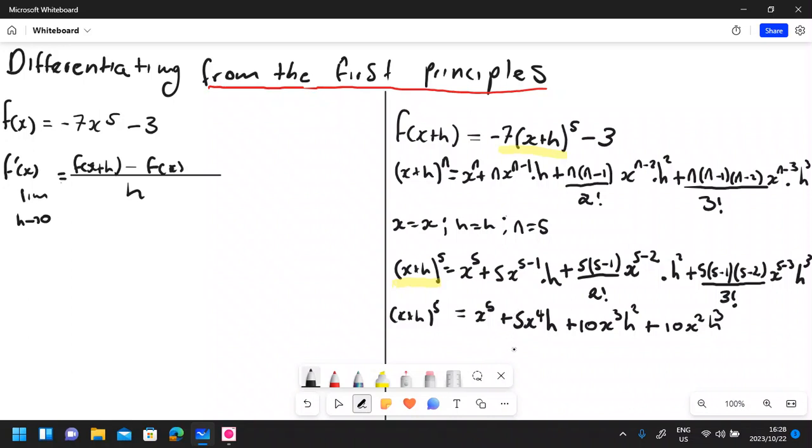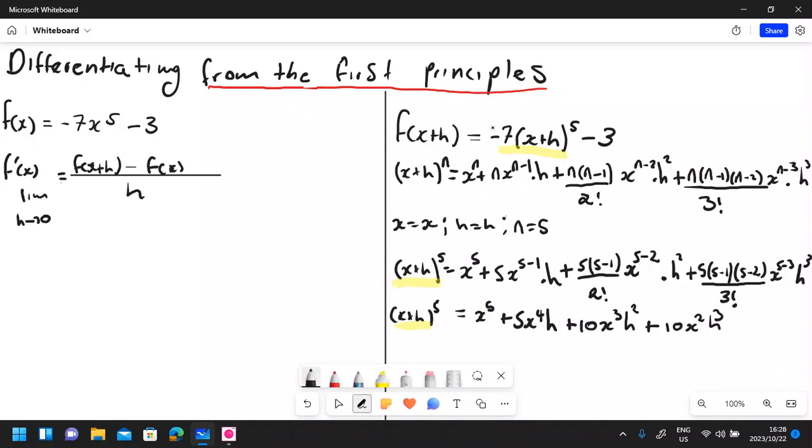Guys, I know this can be complicated, but if you use your calculator very well here, you must be able to get 5, 10, and 10, and also these powers here. All right, so this is actually x plus h to the power of 5.